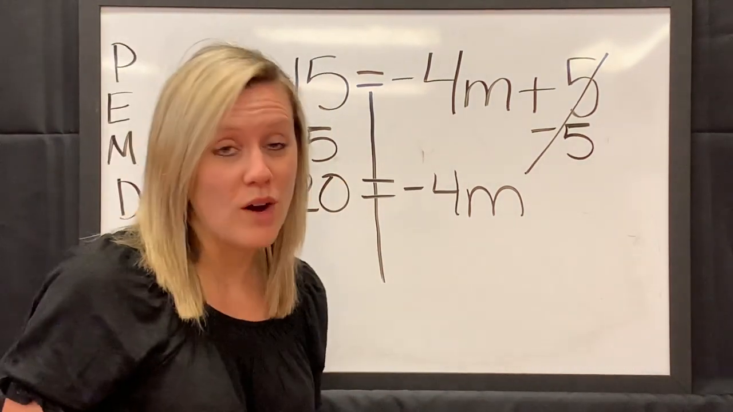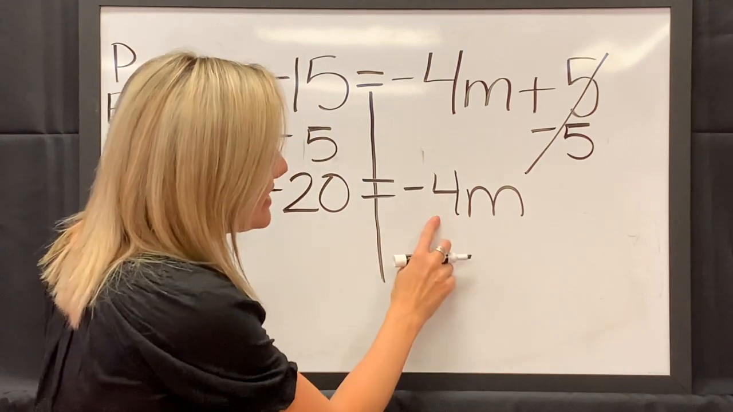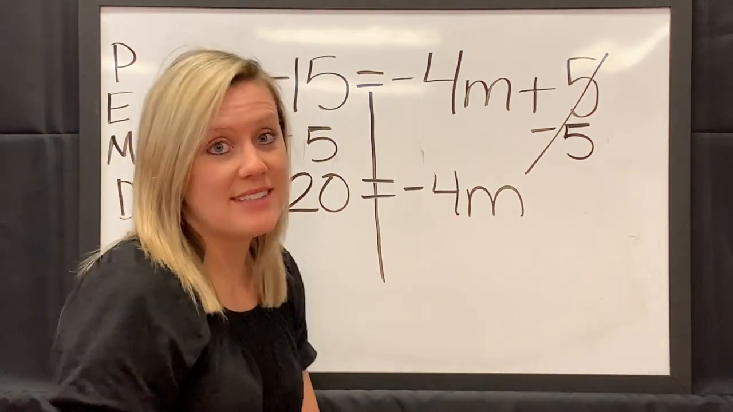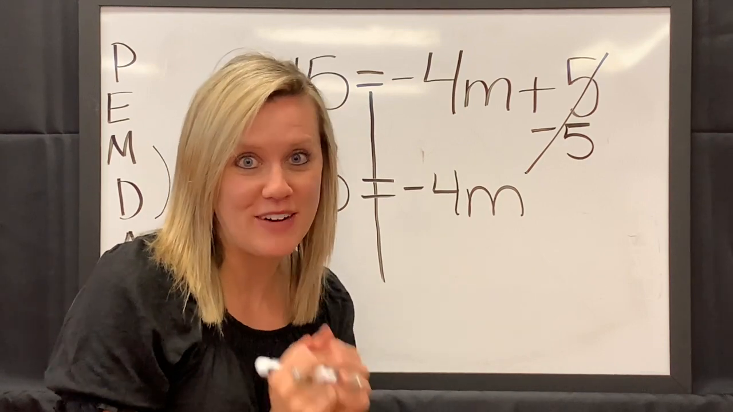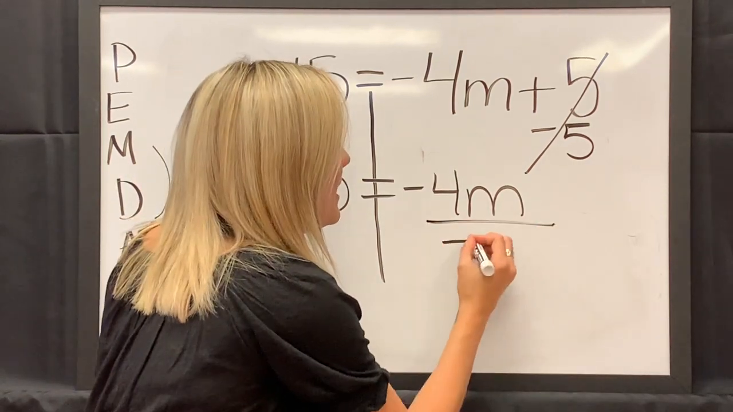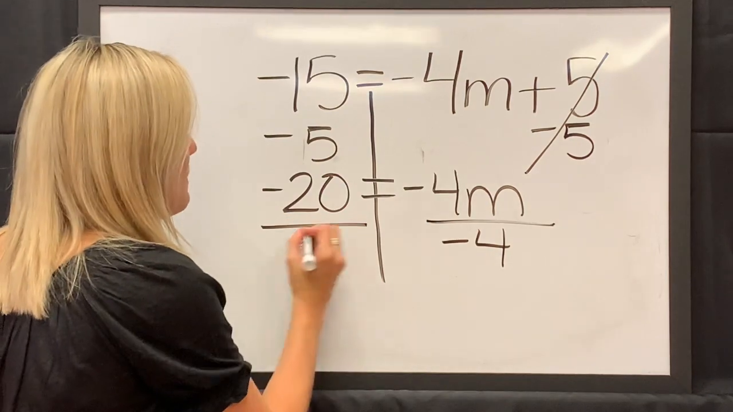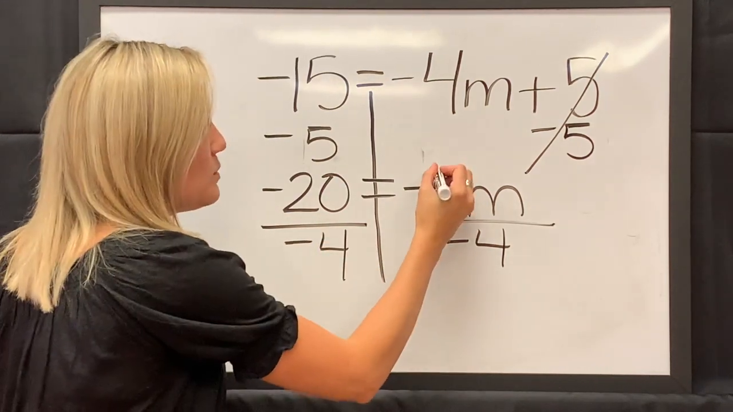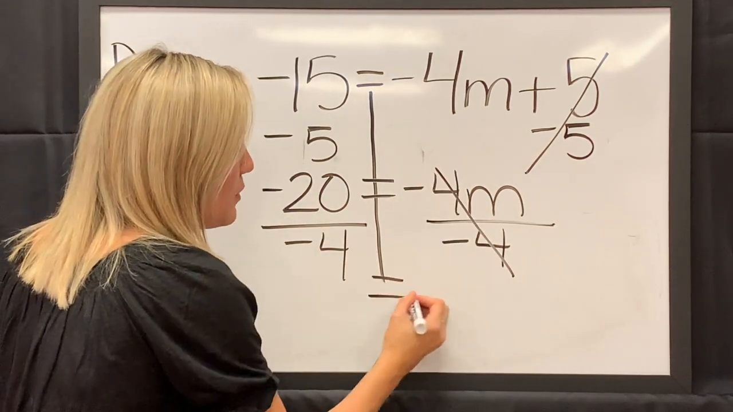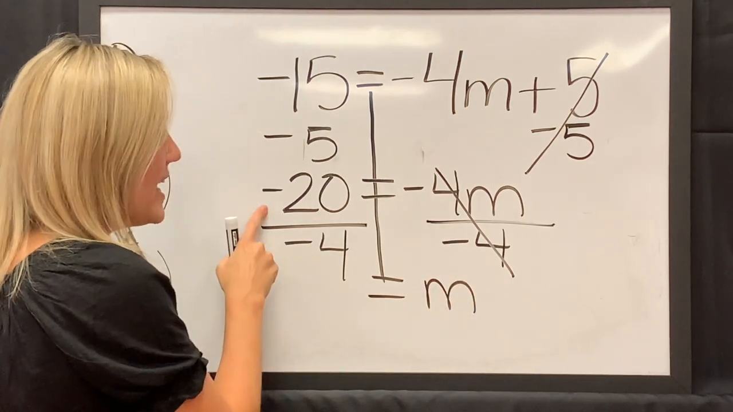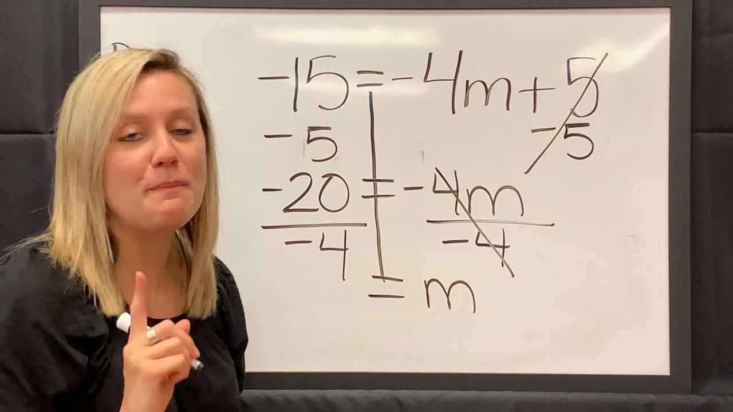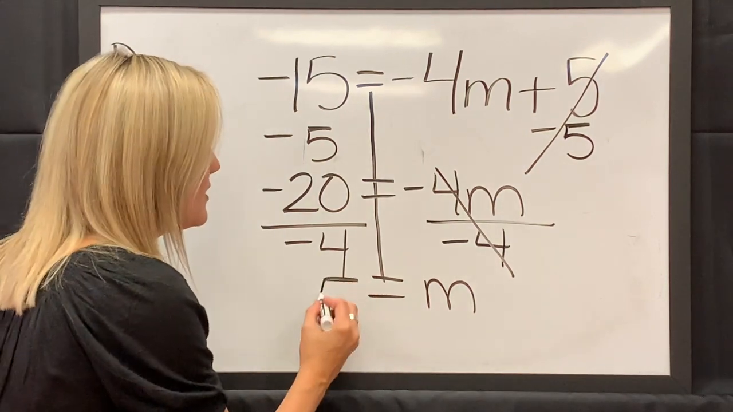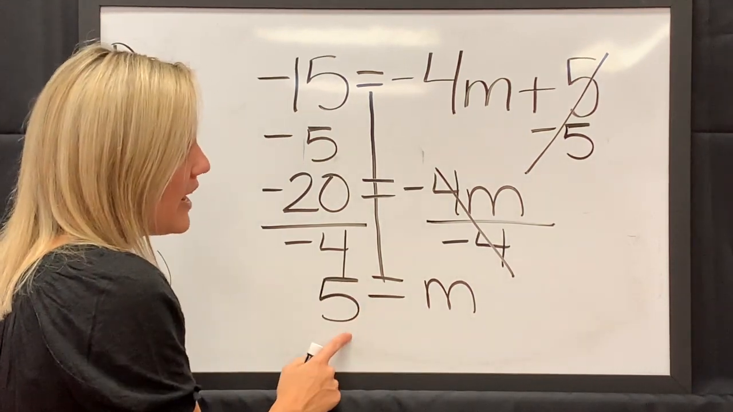All right, I have one step left. This negative 4 is right beside my variable and it's being multiplied, so I am going to divide. Divide by negative 4, divide by negative 4. These will cancel. I'll be left with m. A negative divided by a negative is a positive, and 20 divided by 4 is 5. So I get m equals 5.